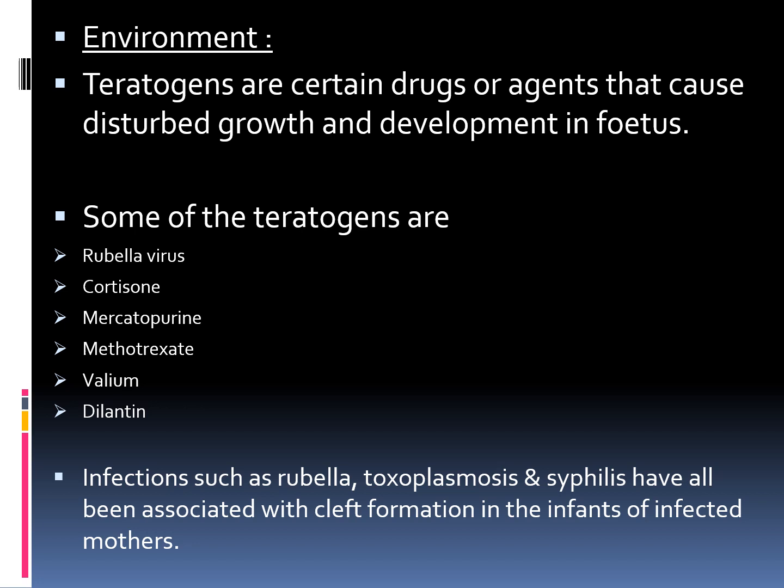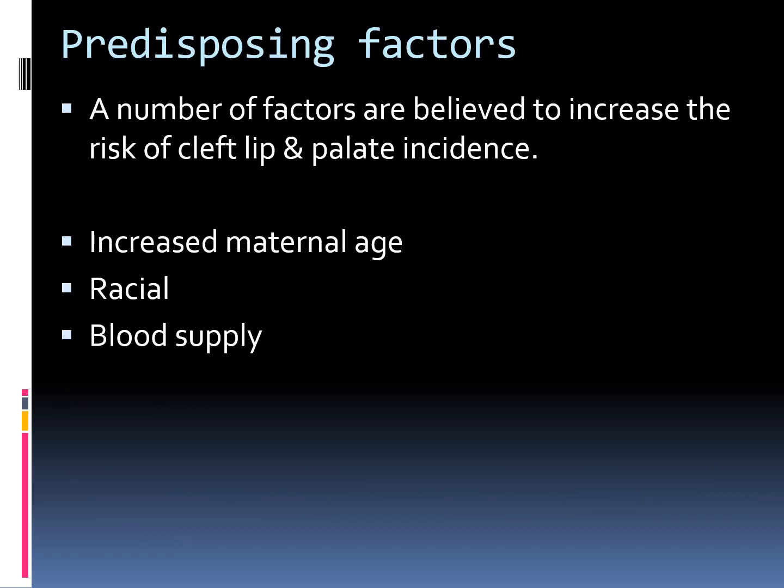Next are drugs like cortisone, mercaptopurine, methotrexate, Valium, and Dilantin. All these drugs are contraindicated during pregnancy. A few infections like rubella, toxoplasmosis, which is spread by cat feces, and syphilis have all been associated with cleft formation in infants of the infected mother. Now, there are a number of factors that are believed to increase the risk of cleft lip and palate. A few of them are increased maternal age, race, as I said previously, and lack of blood supply to the region.